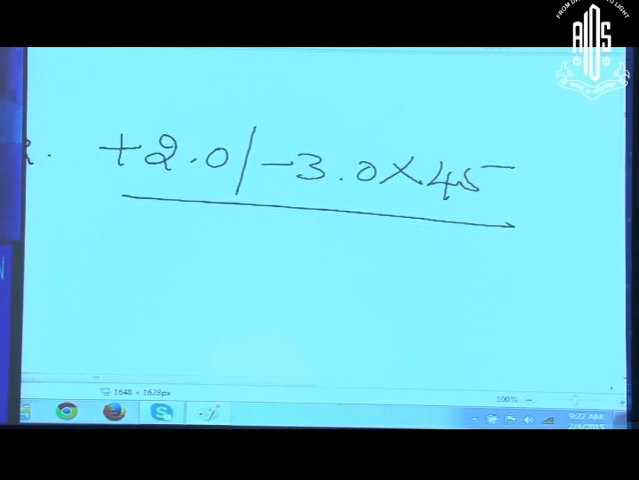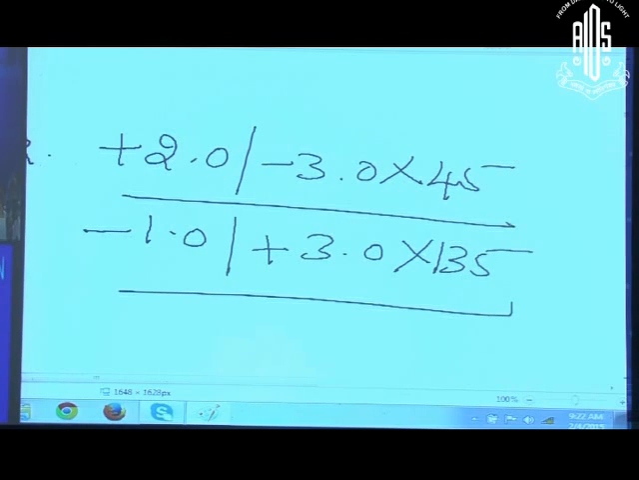Minus 1 sphere plus 3 cylinder at 135. Okay. So I'll put the transposition. What you do is you do an algebraic sum of the sphere and cylinder, that is minus 1, and change the sign, and the perpendicular to this is 135. Now you tell me which glass I have to prescribe. I have to put a minus cylinder glass or a plus cylinder glass? Minus cylinder glass.